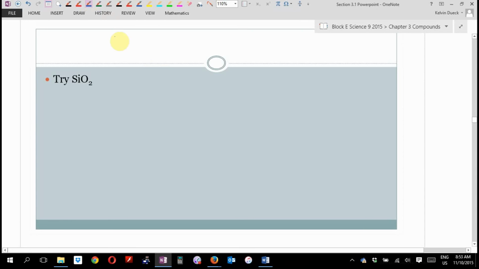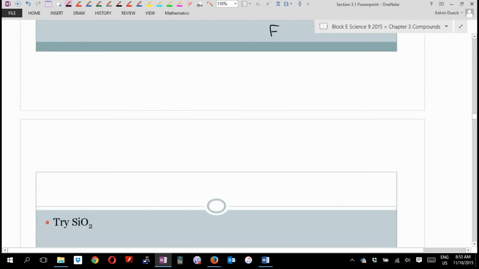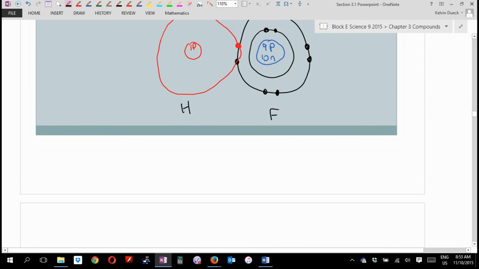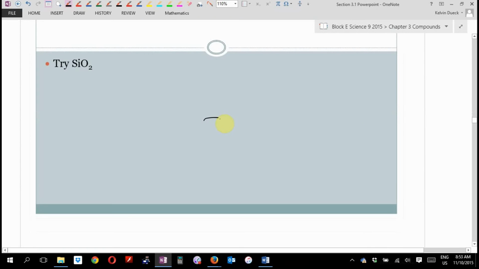Silicon I'll do in black. Oh, you know what? I forgot to put an H under hydrogen, didn't I? Go back. Put an H there if you didn't already. Silicon is going to be done in black, so here's the nucleus. Wow, that's terrible, Mr. Dewick. You can do a little better than that. Not much, though. That's the sad thing.